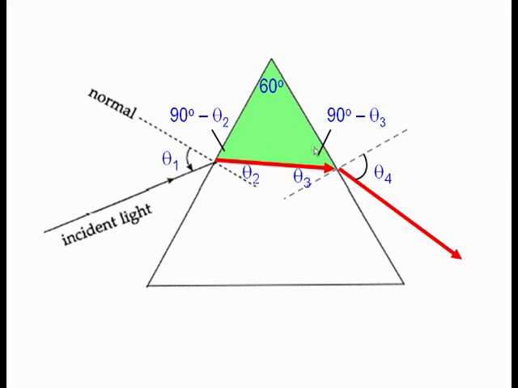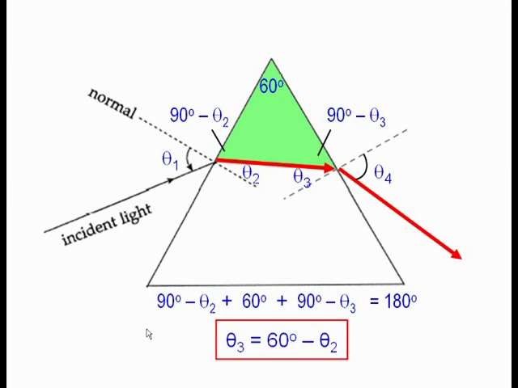I know that these three corners of the triangle have to add up to 180. So when I simplify these, I end up with angle 3 is 60 minus angle 2. So for your homework problems, you're going to be doing Snell's law on this side with angle 1 to find angle 2. Then you're going to use this equation to find angle 3 from angle 2. Once you have angle 3, then you're going to use Snell's law to find angle 4.